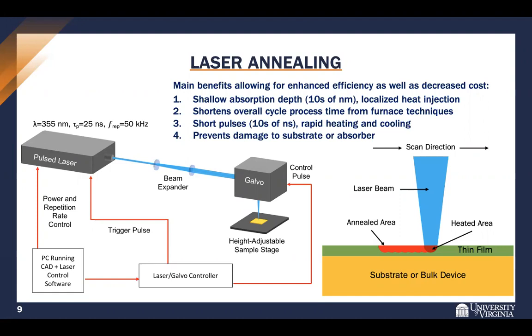You can see on the right, the laser light only absorbs in a shallow region near this front surface, allowing for localized heat injection. You can shorten your overall cycle process time from furnace techniques, of course, in microseconds or milliseconds. And these short pulses, roughly tens of nanoseconds, allow for rapid heating and cooling. So this annealed area from the laser doesn't diffuse into the bulk. It also prevents any damage to the substrate or the absorber. Because this laser light's only being absorbed in the film, you can prevent any damage to your substrate.